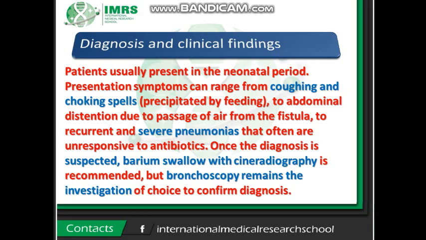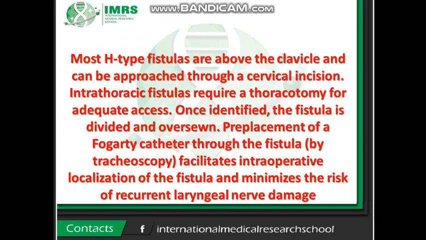They often are unresponsive to antibiotics. Once the diagnosis is suspected, barium swallow with cineradiography is recommended, but bronchoscopy remains the investigation of choice to confirm diagnosis. Most H-type fistulas are above the clavicle and can be approached through a cervical incision. Intrathoracic fistula requires thoracotomy for adequate access.